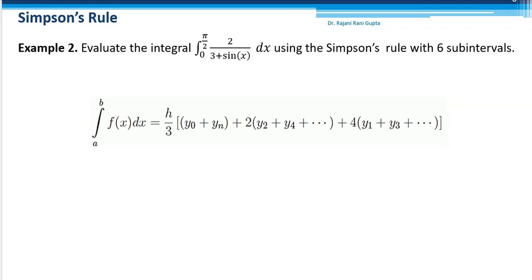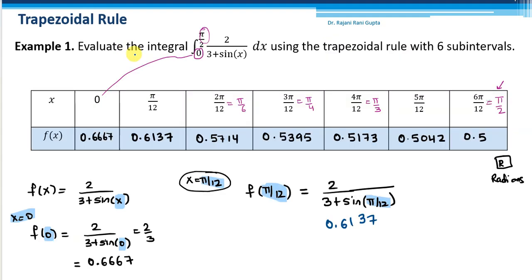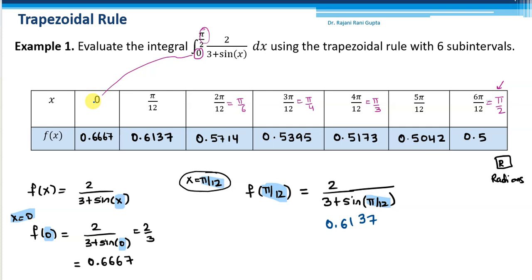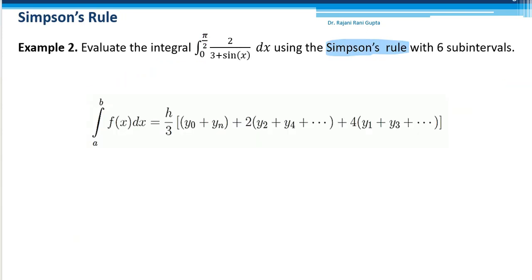Let's assume that the same question is asked to solve by using the Simpson's rule. Then what happens? All the procedure will be the same except the rule. So you have to find f(x), which will be the same, and you have to find your width first in the same way because a and b don't change. Your function is this. Up to preparing this table, everything remains the same. What will change is just the use of the rule. So you will be using this rule instead of the previous rule.